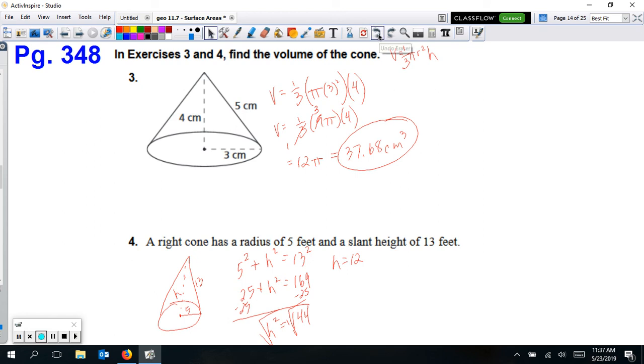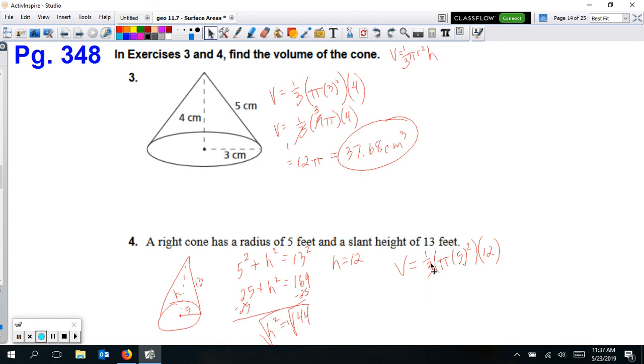And so it's going to be starting off, the volume is equal to 1/3 times pi r squared. So 5 is our radius, so it'll be 5 squared. Pi times 5 squared times the height of 12. And we know that this is 25, so basically it's 25 pi here.